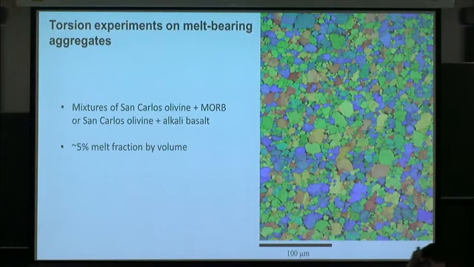A quick word about how we're doing this, because I haven't said anything yet: we're mapping this with a technique called electron backscatter diffraction. And Leila presented her grain size measurement techniques using this. I'll just say a little bit more about it.